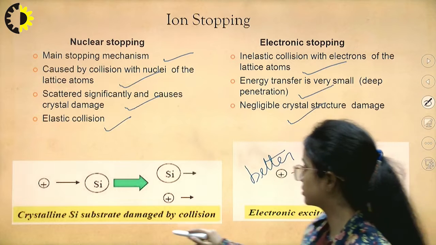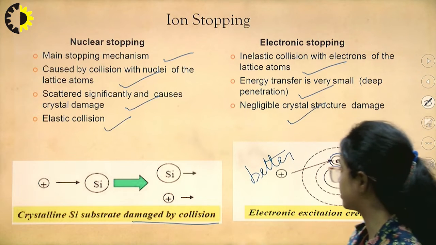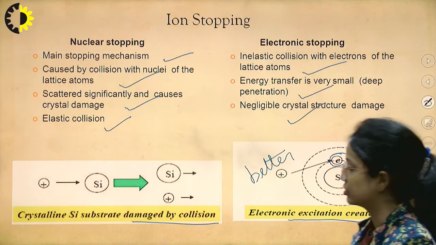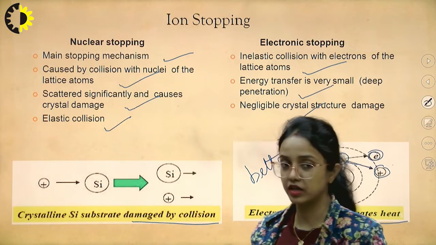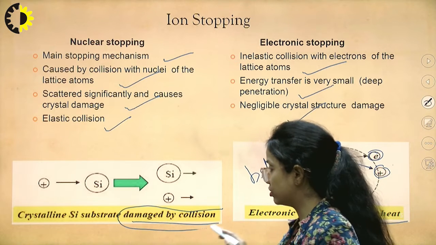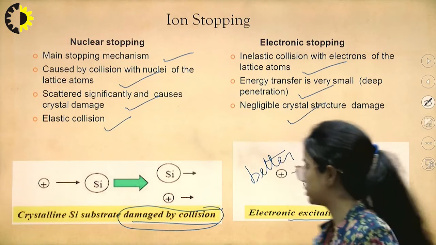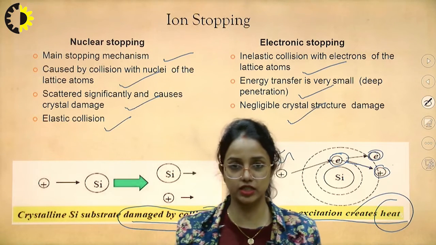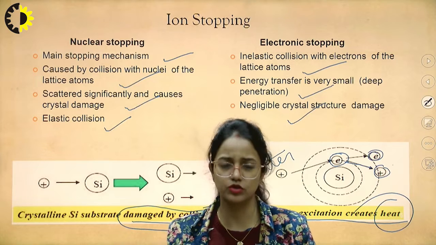Here we have a crystalline silicon substrate damaged by collision. Electronic excitation creates heat. So the two have this add-on feature: here it is creating damage, and here it is creating heat. Heat getting created is also not required. The process does not create heat.